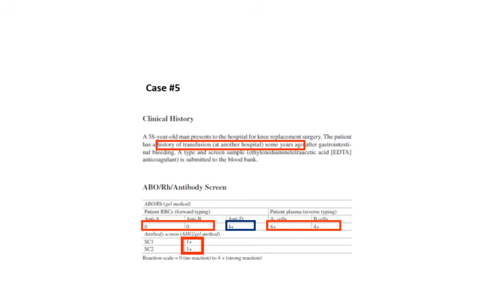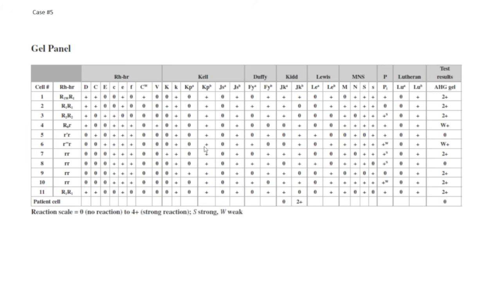The advantage of gel is that it's a little bit more sensitive than tube testing, and it can actually be automated. We have automated platforms. So a lot of blood banks now have switched over to gel testing. But we still use tube testing as a backup method, or if our gel testing might not be picking up something, or we have concerns, we can use tube as a backup or confirmatory method. So we move on to the gel panel now.